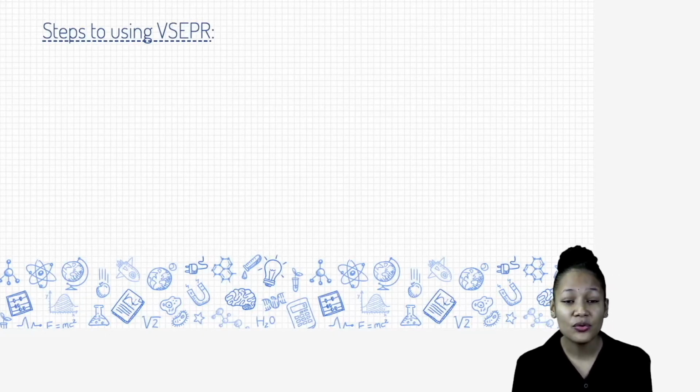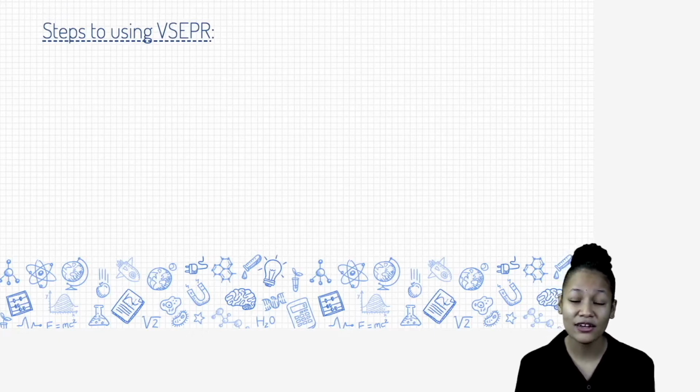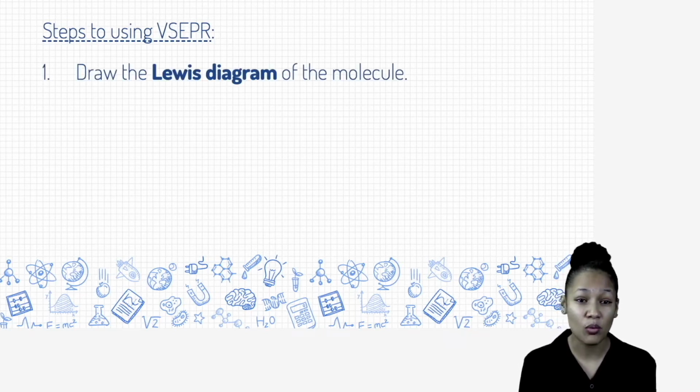Now the steps that you can follow in order to apply VSEPR theory are as follows. Very important, I will not be working through these steps. If you would like to work through the steps with me, you must watch the practice video. But these steps are as follows. Number 1, you need to draw the Lewis diagram of the molecule that you are dealing with.